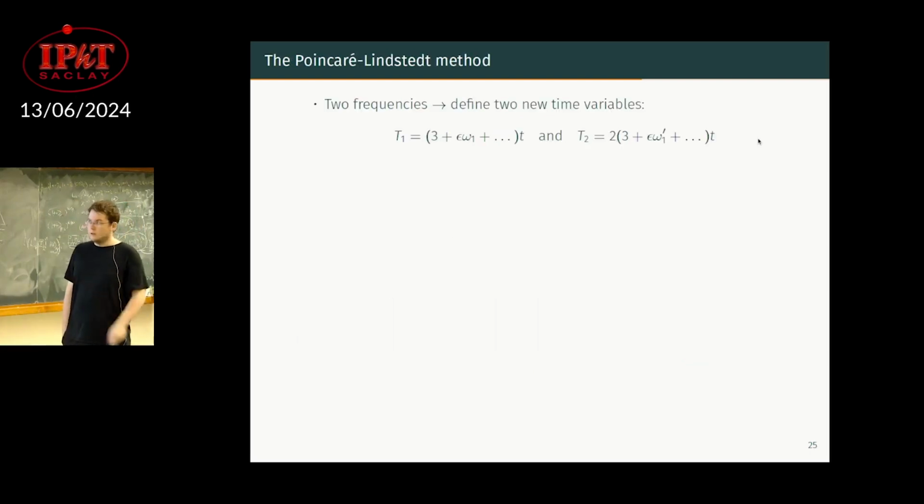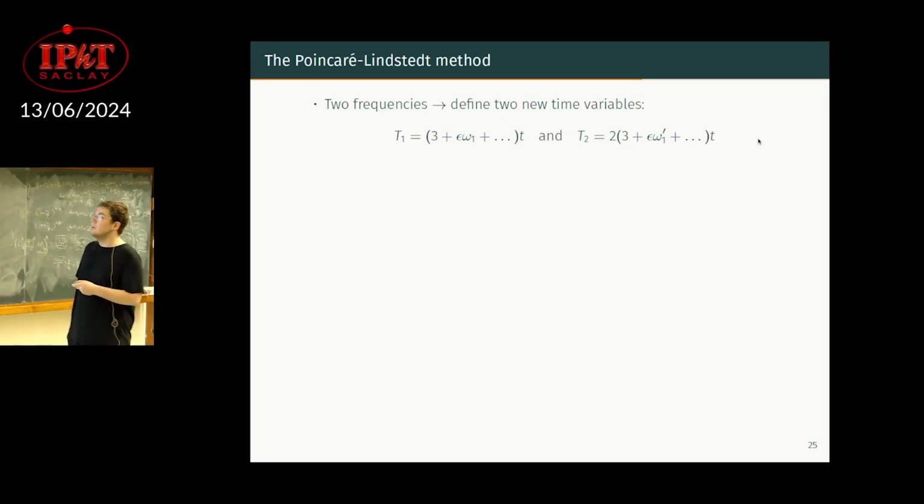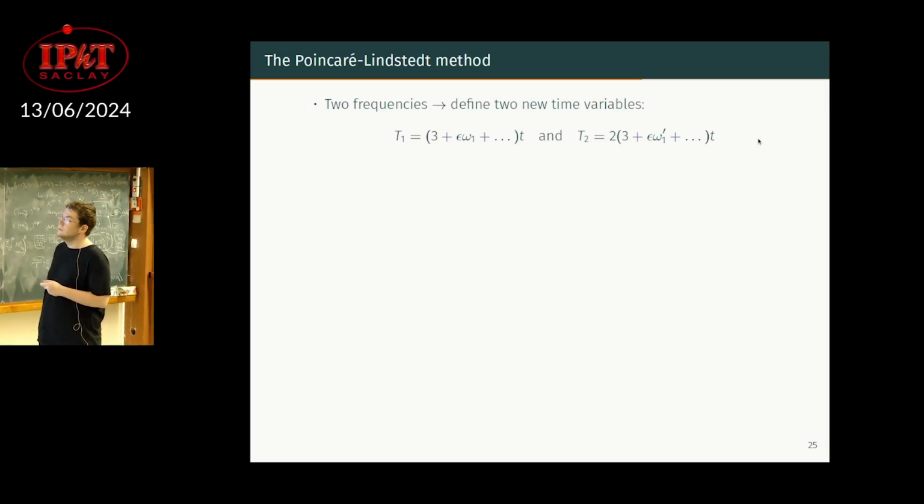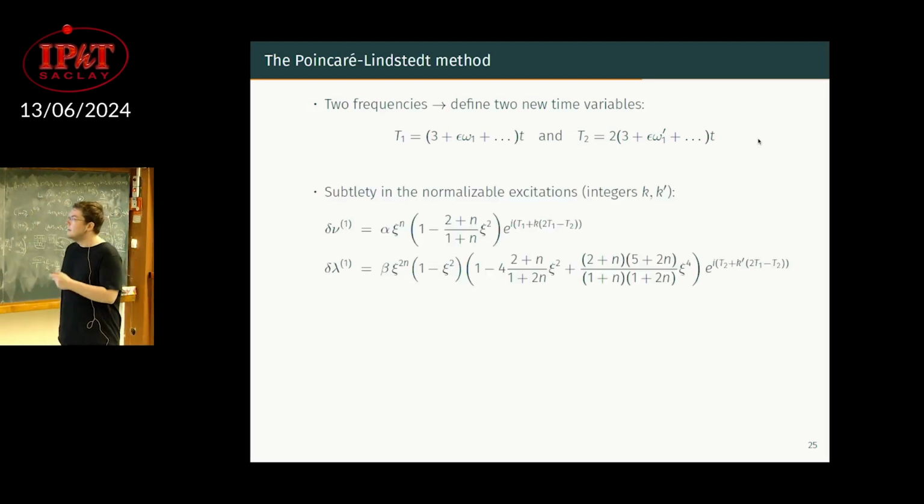In our gravity solution, we have two scalars, and they have 2 frequencies. So I'm going to introduce 2 new times, t1 and t2. This time t1 will correspond to the frequency of the scalar nu, and this time t2 will correspond to the frequency of the scalar lambda. Now I look at the normalizable excitations in terms of those 2 new times, and they look like this. So this is exactly the same as before, with an exponential i t1 and here an exponential i t2 instead of the previous frequencies.